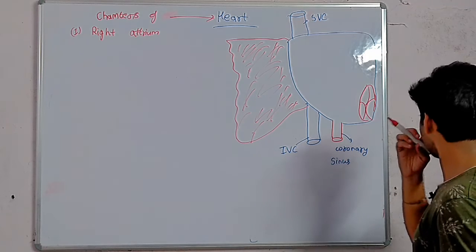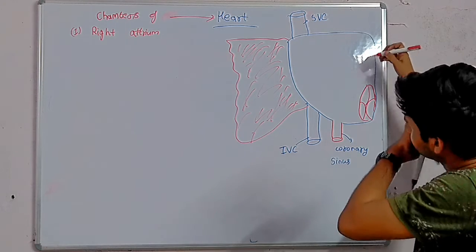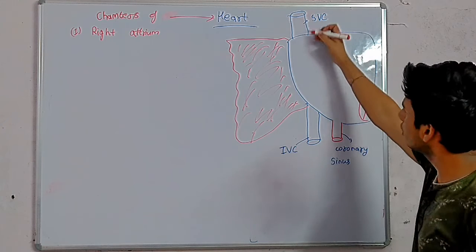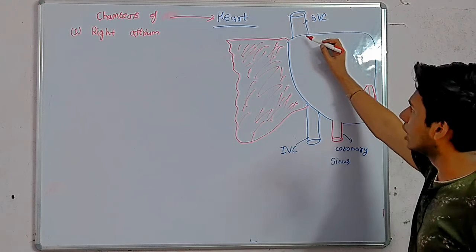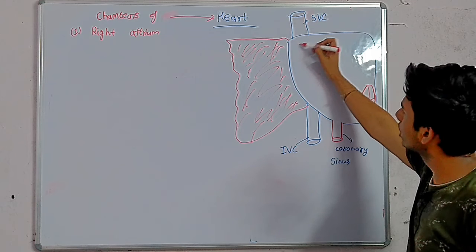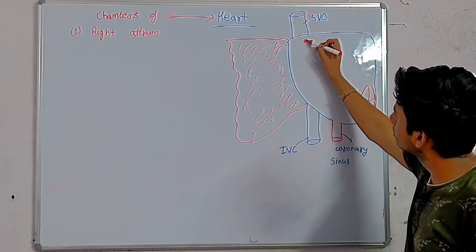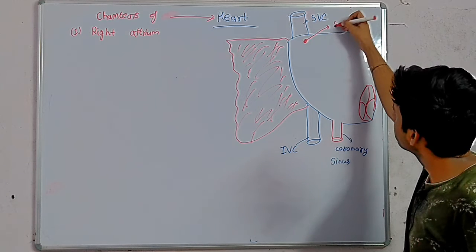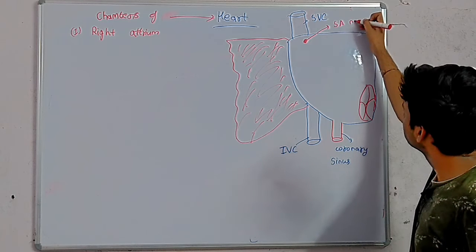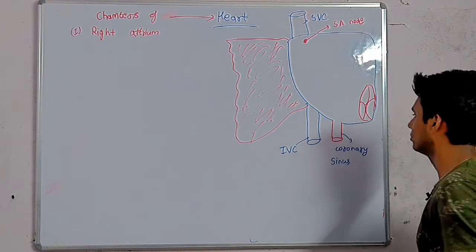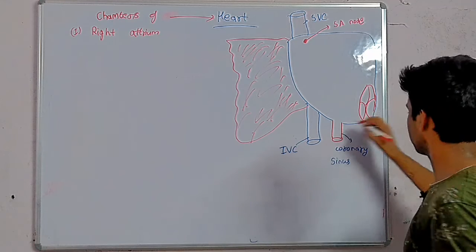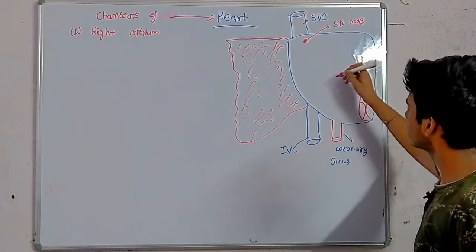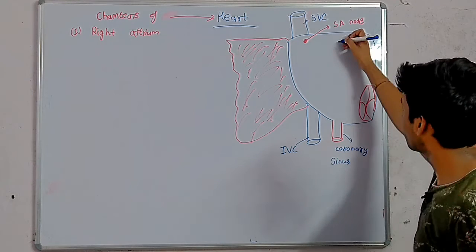And here, just inferior to superior vena cava, we know here is SA node. This is SA node near to superior vena cava. Then some small openings are also present here.